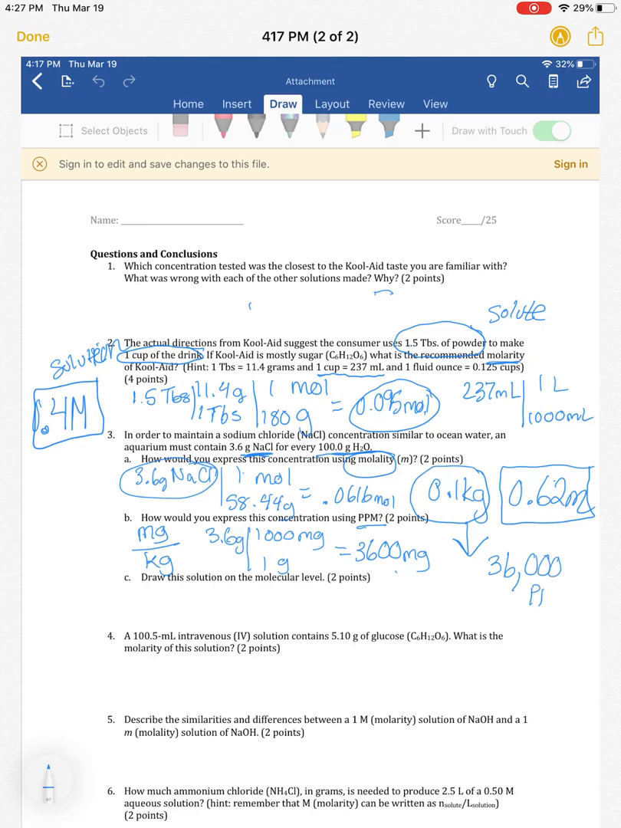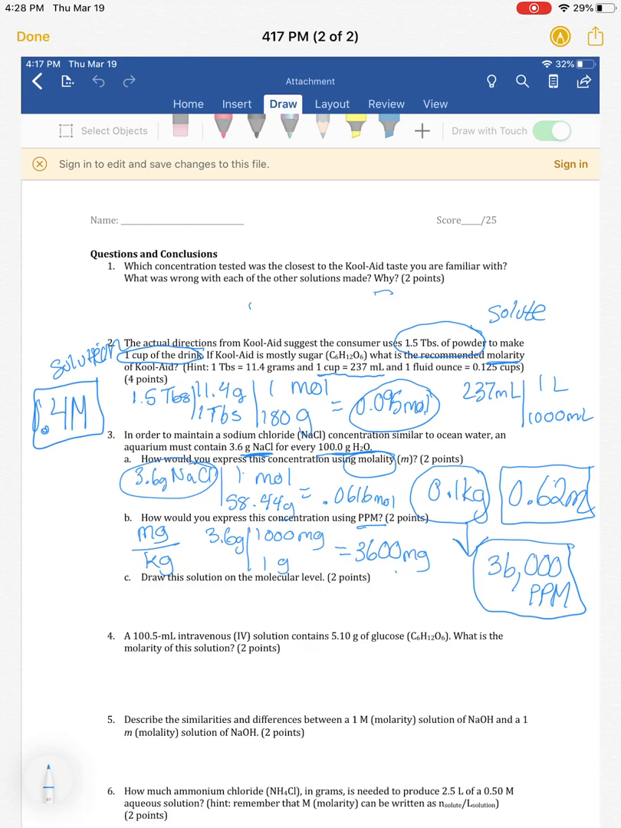36,000 parts per million. So hopefully you picked up in the video, parts per million is used for very small amounts, okay? That's because you get these really big numbers if you try to do anything like soda or any concentration we would do in the lab. Parts per million is mainly for the environment.